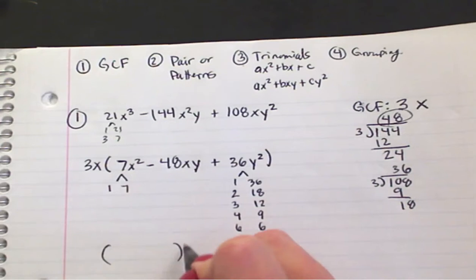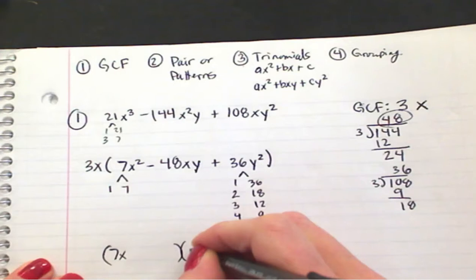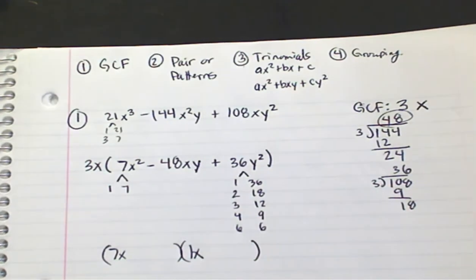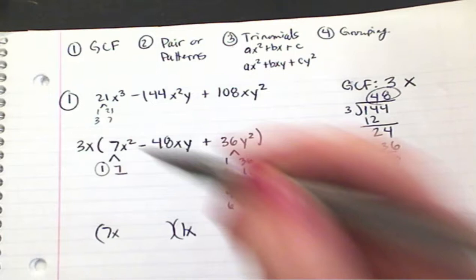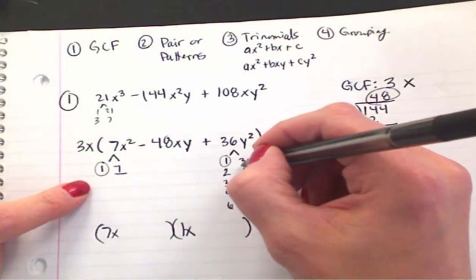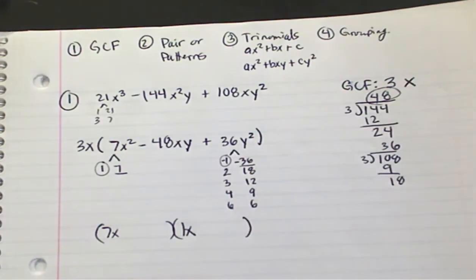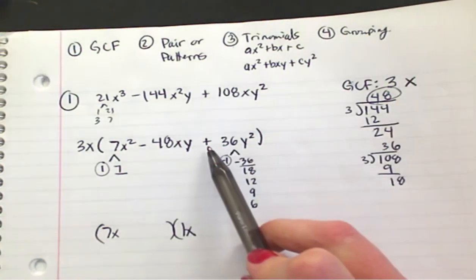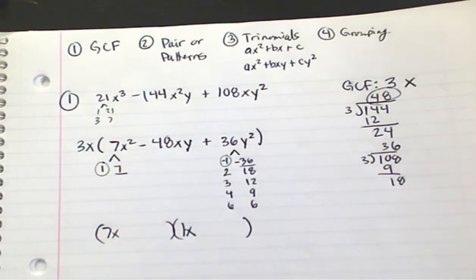So I'm going to write down my parentheses. And I'm going to put my 7x and my 1x. That is the only way to multiply to get 7x squared. That's it. And so I'm going to, somebody was doing this the other day, and I was like, oh, that's kind of nice. Okay, so I'm going to show you why. I'm going to circle and underline. And I know that both of these numbers should be negative because I have to multiply to a positive and add to a negative. So it has to be minus, minus.